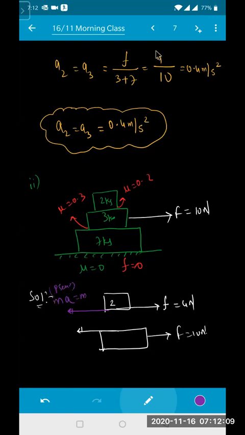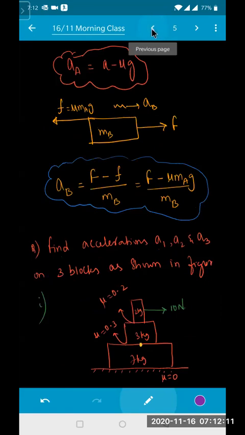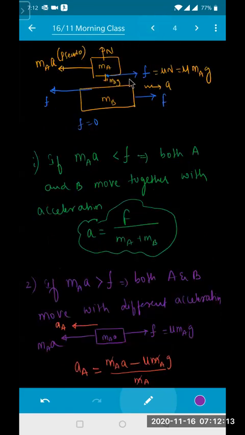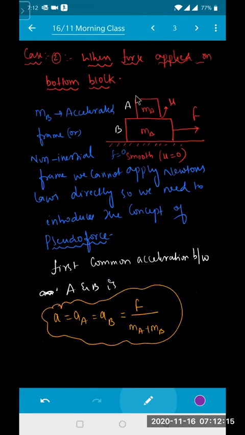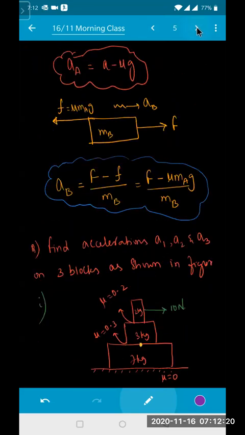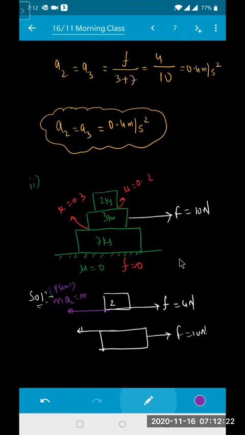I told you whenever you are trying to use the pseudo force concept, that means on accelerating frame questions, what we did in the first one, you see here, we first calculated the common acceleration. So try to calculate the common acceleration even for this case. A, the common acceleration, will be total force by total mass, that is M1 plus M2 plus M3. So this is 10 divided by 2 plus 3 plus 7, that will be equal to 10 by 12.